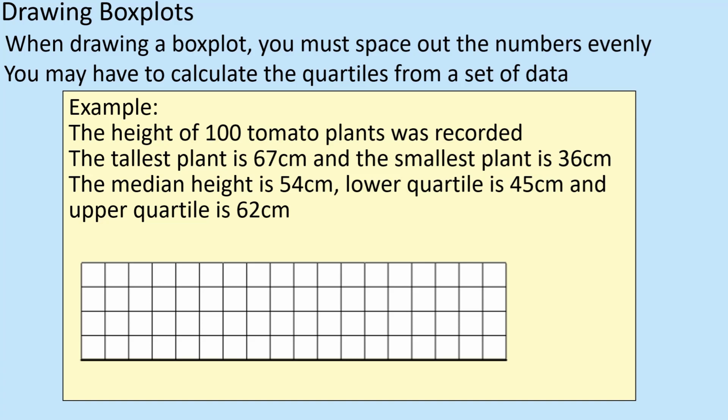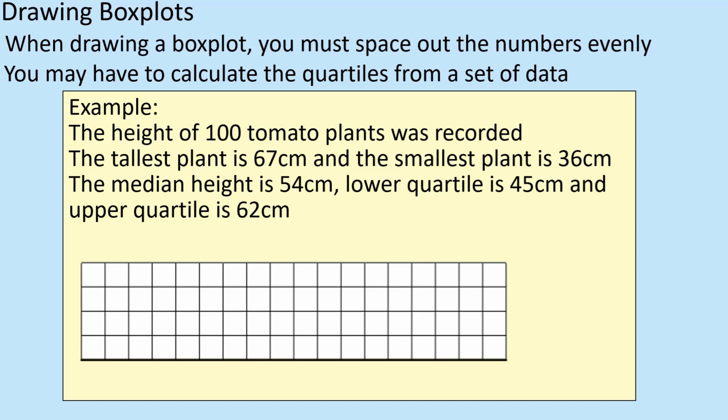The heights of 100 tomato plants were recorded. The tallest plant is 67 centimeters, and the smallest plant is 36. That gives us our range, with 67 centimeters being the tallest and 36 being the smallest. The median is the value right in the middle of the 100, so our 50th tomato would be 54 centimeters, and then the lower quartile is 45 centimeters and the upper quartile is 62 centimeters.